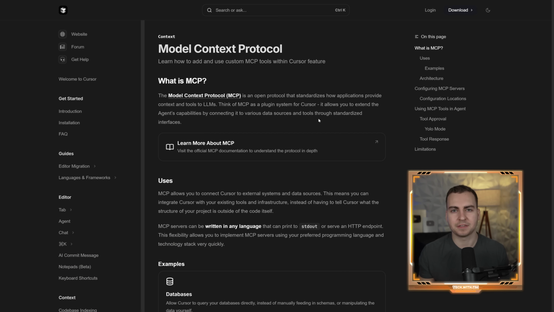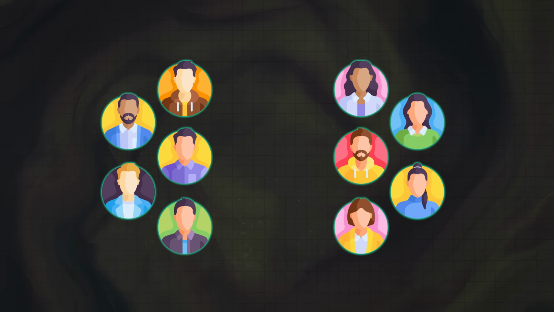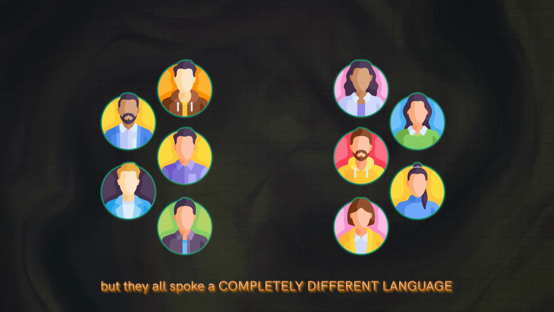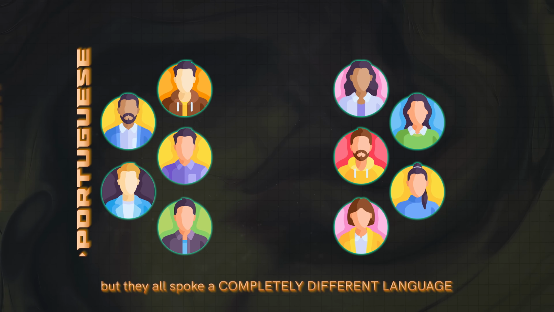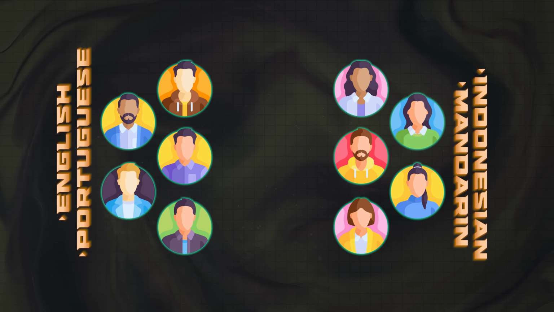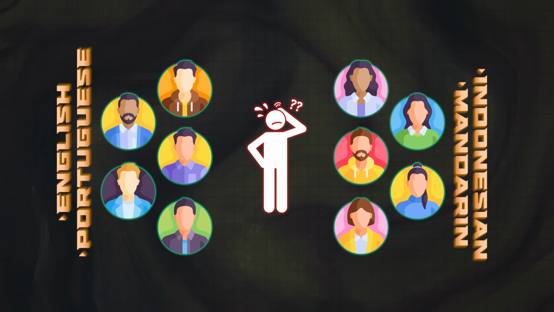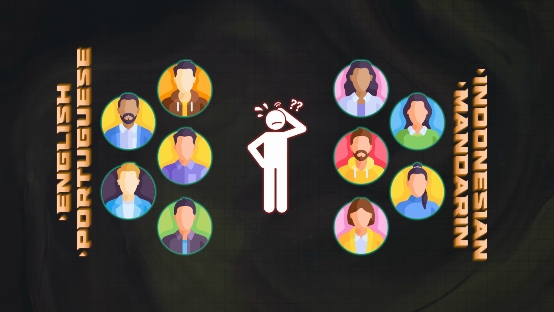You can kind of think of it like this. Imagine that you had 10 friends that were all experts in different areas, but they all spoke a completely different language. Portuguese, English, Mandarin, Indonesian, you name it, they spoke all these different languages. It's going to be very difficult for you to communicate with all of these people, and you're going to keep constantly changing languages and mixing stuff up because there's just no one standard way to do it.